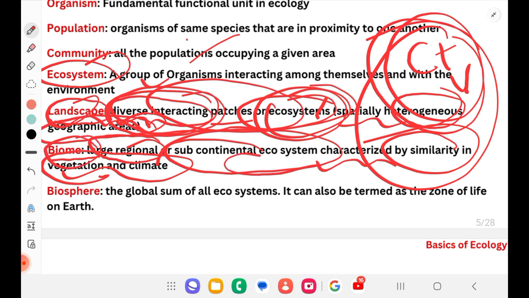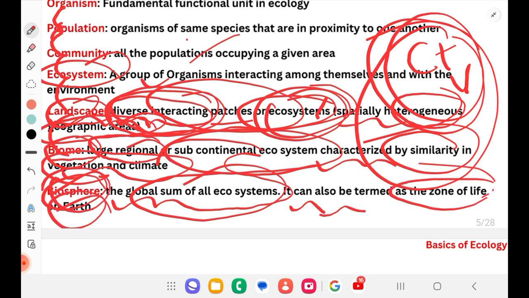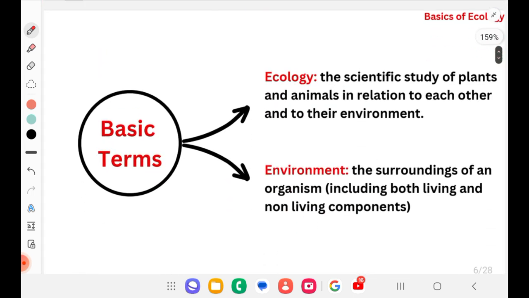So if you can see here, it is increasing. Organisms to population, then to community, then ecosystem, then landscape and biome. Finally comes biosphere, the global sum of all ecosystems. It can also be termed as the zone of life. The zone of life is the entire biosphere. It's a combination of all ecosystems, right? So those are certain basic terms.